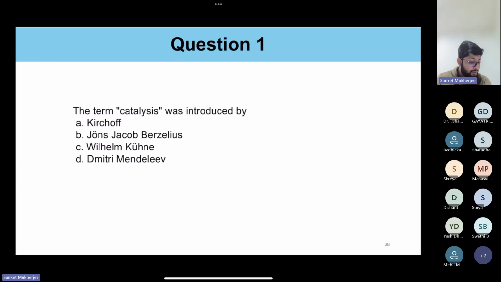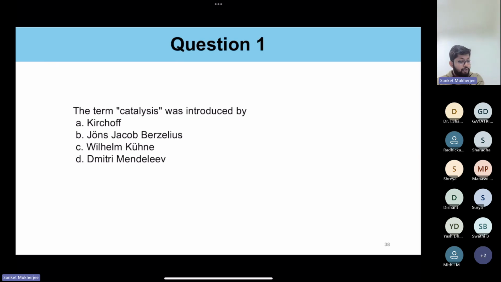The term catalysis was first introduced by Kirchhoff, Johannes Jacob Berzelius, Wilhelm Kuhn, or Dmitry Mendeleev. Anybody would like to answer? Please unmute yourself and speak. It's very difficult to talk to a screen. Jöns Jacob Berzelius. You're absolutely right. So we've already discussed it.